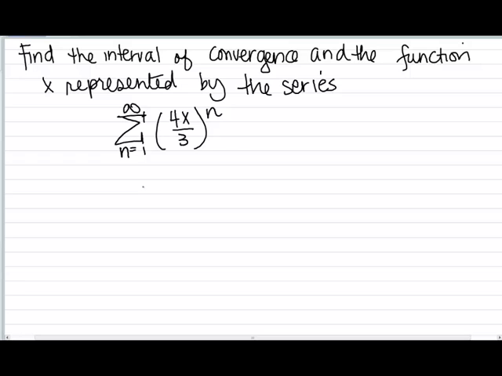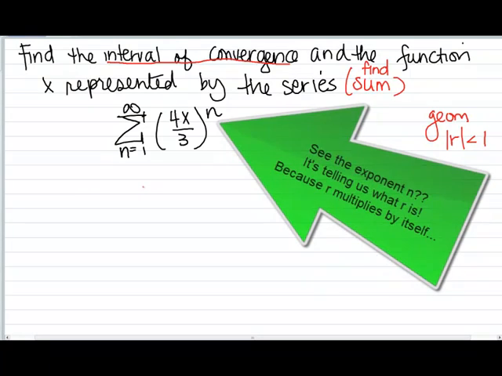Okay, we've got one last thing, and it's a different kind of question. This is actually a little bit different. I want to find the function represented by the series. This actually means find the sum. And interval of convergence, that means the r. What does r have to be? Now previously we had said that in a geometric series the absolute value of r has to be less than 1. So I want to figure out what that r, that multiplier, is going to be.